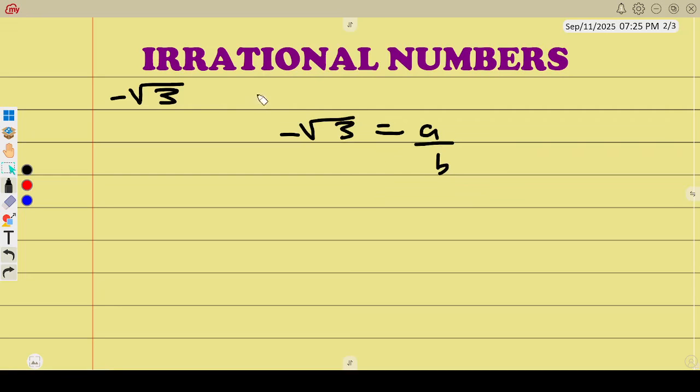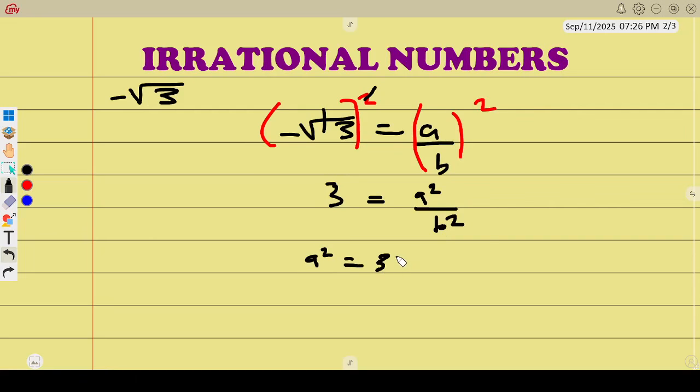So here we just say, okay, let's get rid of the square root. You square both sides, meaning the negative will cancel. Negative and negative is positive, meaning we remain with 3. This cancels with this. Negative times negative is positive. So here we have a squared over b squared. And then you make a squared the subject. You have 3b squared.